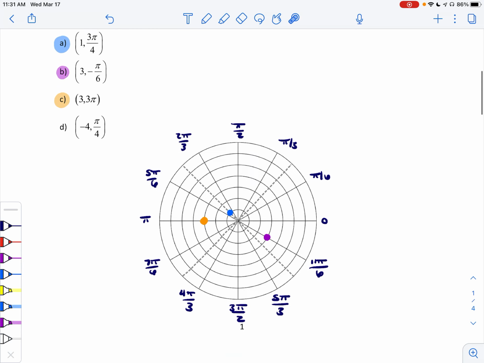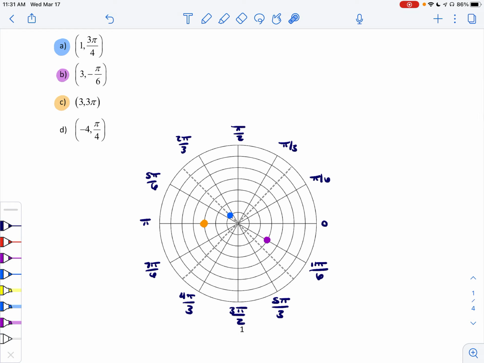All right, so the last one is a little bit different because we have a negative radius on this one. So let's start by looking at our angle, which is pi over 4. Okay, so this is our pi over 4 line right over here in quadrant 1. Now the radius of negative 4, I think we're thinking we're on that third circle, but essentially what a negative radius value does is it reflects us across the origin.